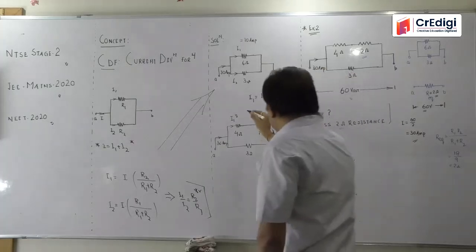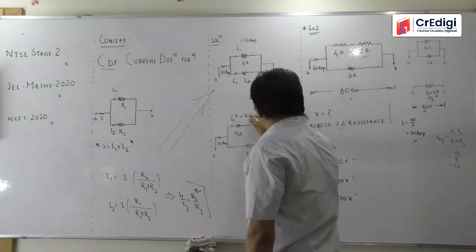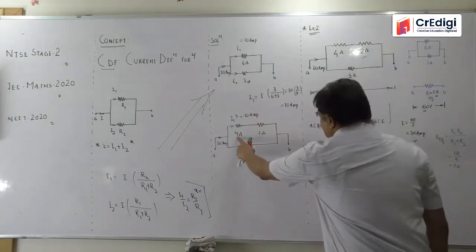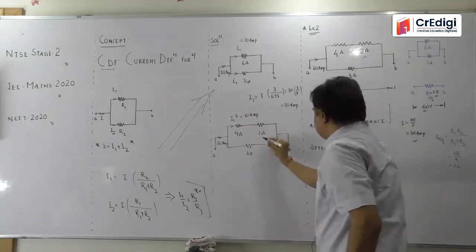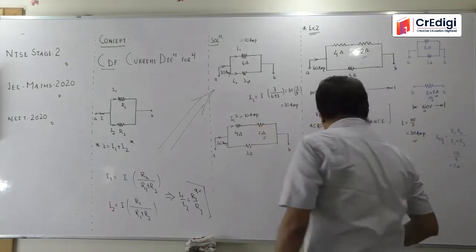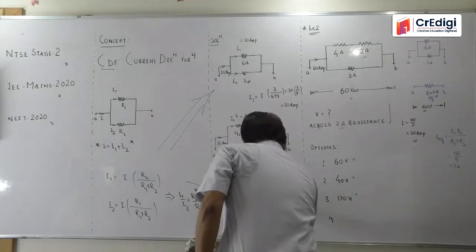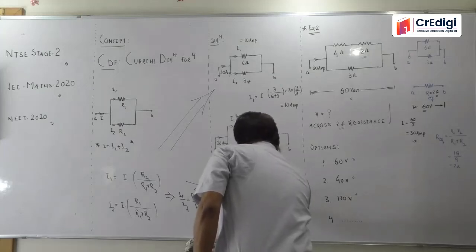So I1 will be equal to 10 amperes. See carefully what I want to do. Current passing through the 4 ohm is 10 amperes. Current passing through the 2 ohm is 10 amperes. See here, the 2 ohm. The current passing is what? 10 amperes.